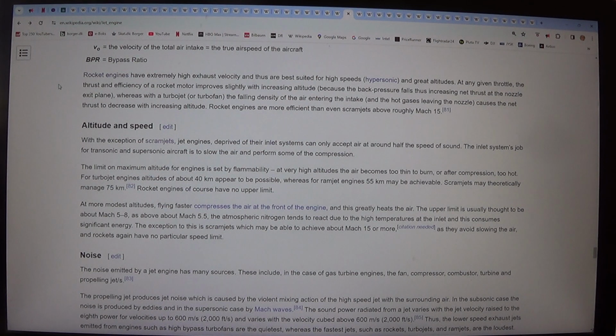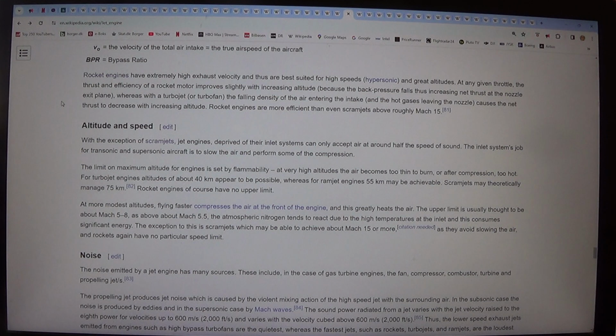BPR equals bypass ratio. Rocket engines have extremely high exhaust velocity and thus are best suited for high speeds, hypersonic, and great altitudes. At any given throttle, the thrust and efficiency of the rocket motor improves slightly with increasing altitude, because the back pressure falls, thus increasing net thrust at the nozzle exit plane, whereas with a turbojet or turbofan, the falling density of the air entering the intake, and the hot gases leaving the nozzle, causes the net thrust to decrease with increasing altitude. Rocket engines are more efficient than even scramjets above roughly Mach 15.